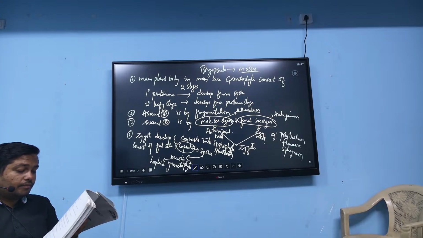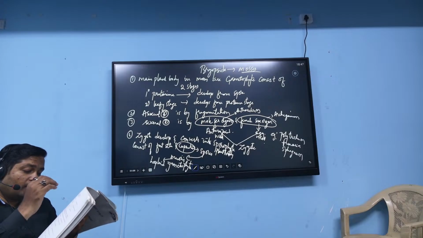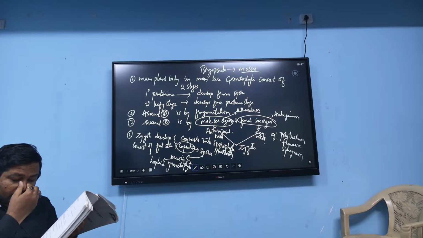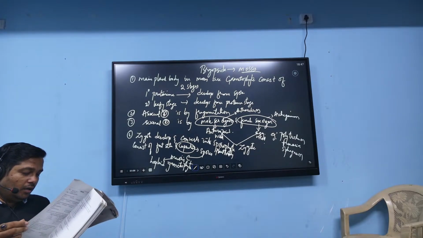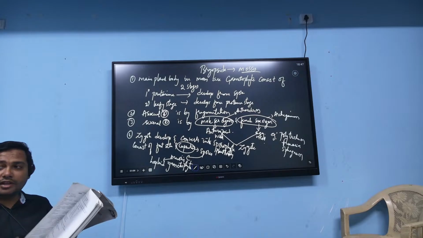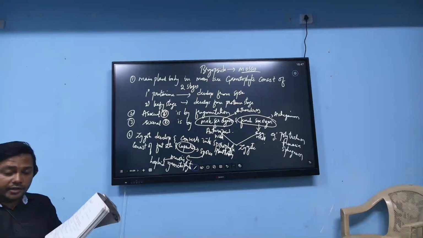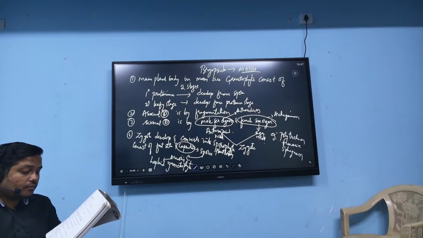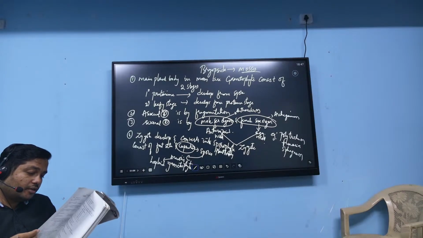C. Property of producing large number of seeds. D. Domestication by man.